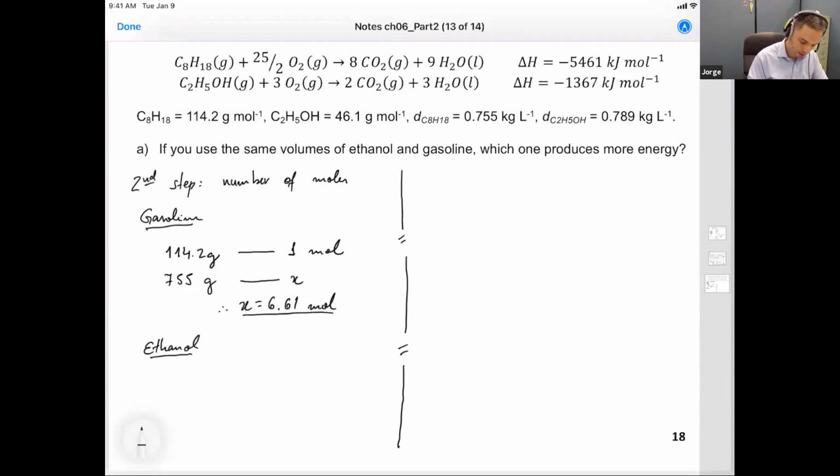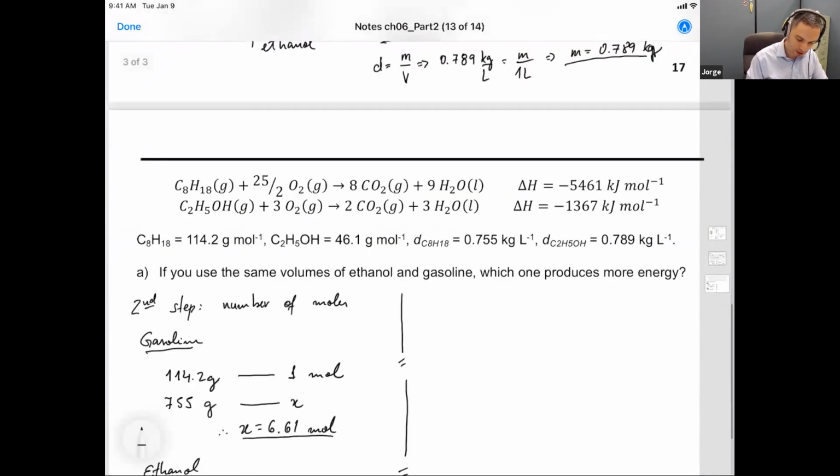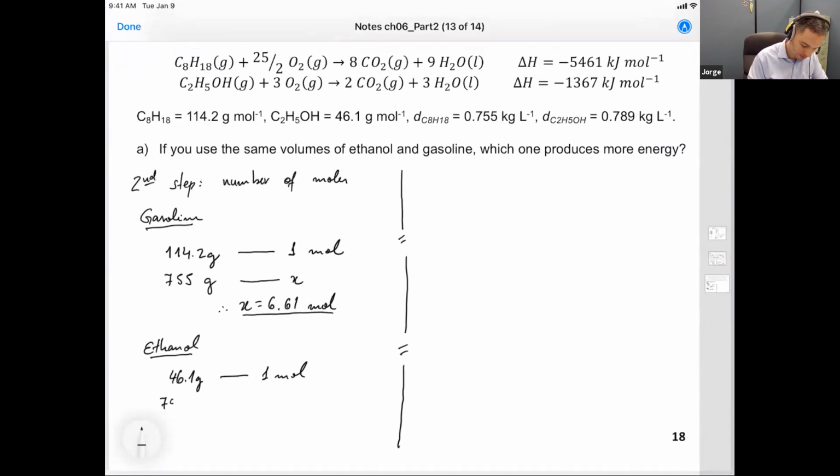For ethanol, the molar mass is 46.1 grams. That corresponds to 1 mole. In 1 liter of ethanol, we have a mass of 789 grams, and we want to know the number of moles. 789 divided by 46.1, that's 17.1 mole.